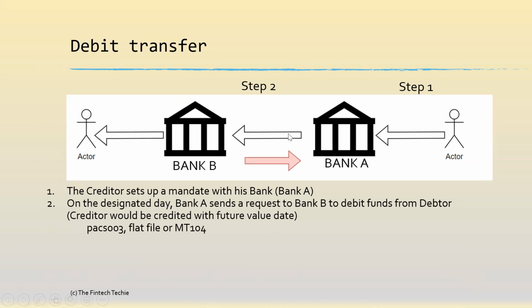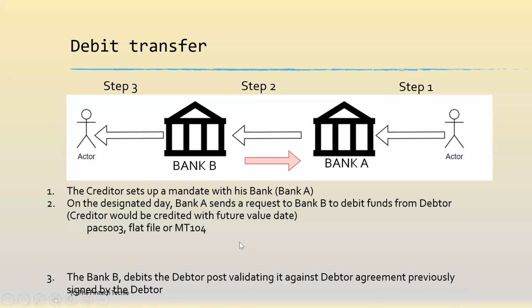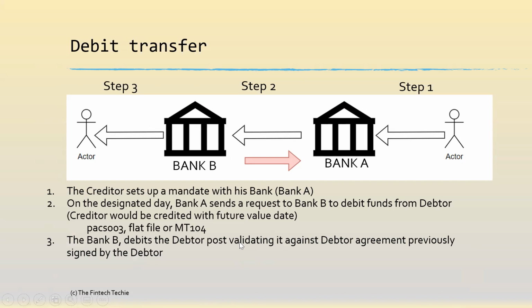The transfer in step 2 happens in the form of a PACS.003 if it's ISO compliant, or a flat file, or an MT104. Once Bank B receives the message, which is either PACS.003 or the flat file or the MT104, it debits the debtor, post-validating it against the debtor agreement previously signed by the debtor. So it's very important that the debtor signs up an agreement with his bank, right?